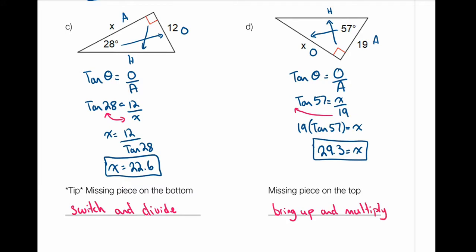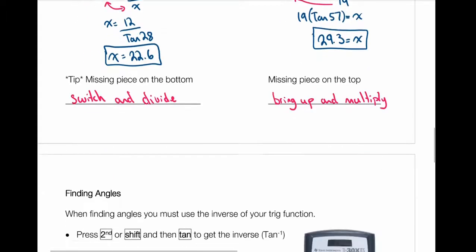Obviously there's a little bit more to it than that, but essentially that's what we're doing in these two scenarios. And the nice thing about trig, when we're trying to find a missing side length using right angle trig, these are the only two scenarios that we could have: the missing piece being on the bottom, or the missing piece being on the top. So it's helpful to know these two tips, and if not, you can always refer back to your notes.